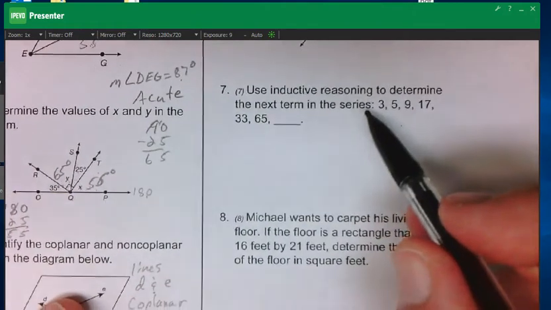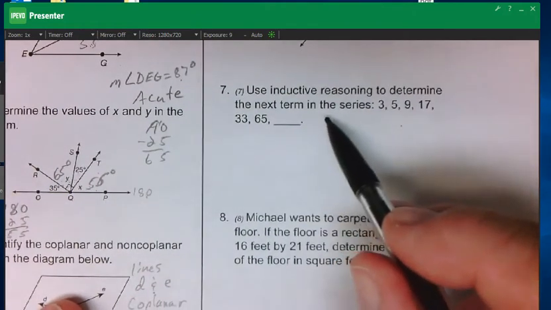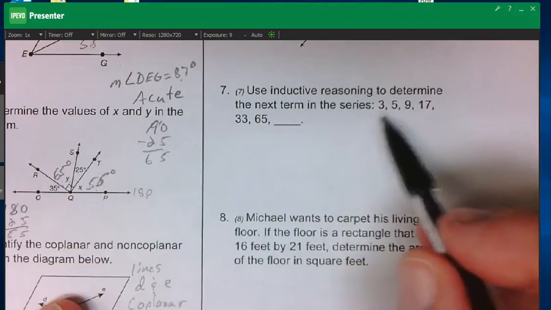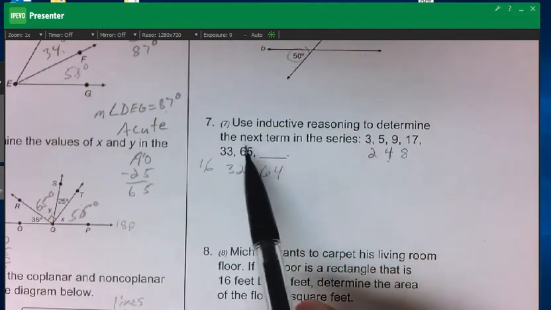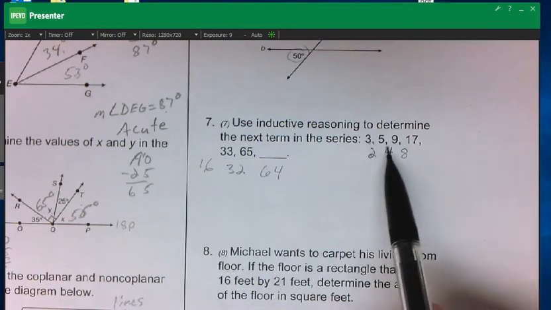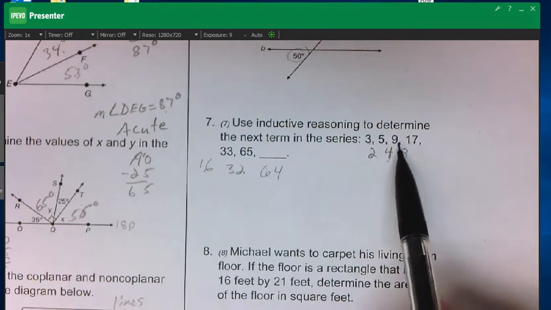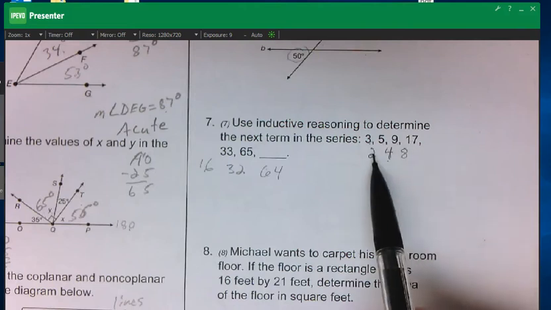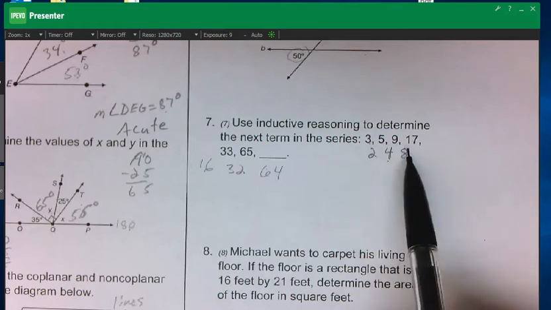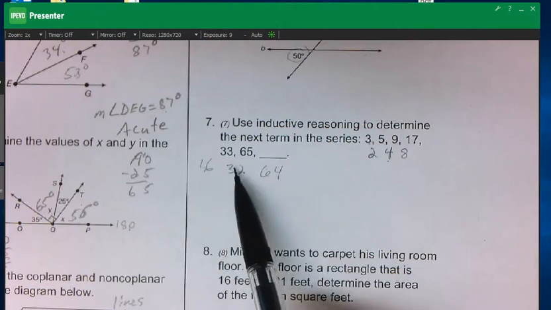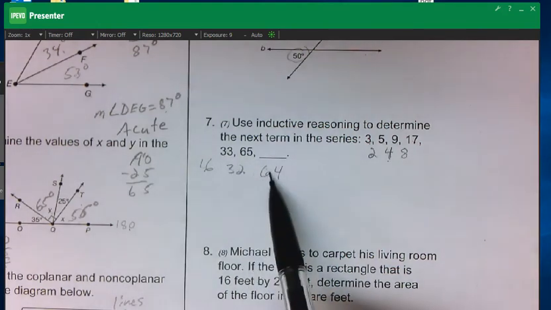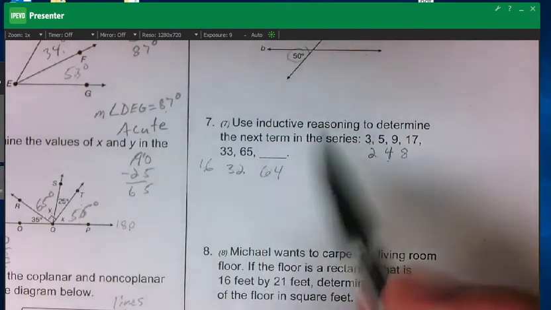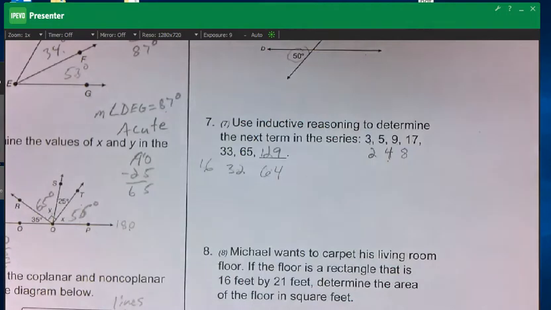Use inductive reasoning to determine the next term in the series that you have before you there. Now the pattern that I see here is between these is 2, and these are 4, and the number between these is 8. So it looks like we start at 2 and we're just doubling. 2, 4, double 4, 8, double 8, 16, double 16, 32. As you do that, you're adding them. So we get up to 32, 32 and 33 are 65. Double 32, you get 64. 64 and 65 is 129.